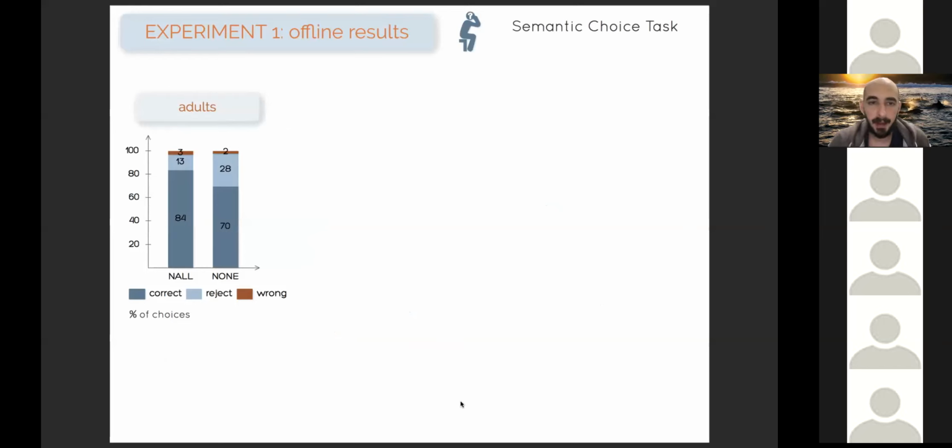All right, so what did we find? These are the offline results: the rate of choosing the right context, the wrong context, or rejecting both, okay? And you see that they displayed a higher accuracy in the null context compared to the non-context, okay? So the adults accepted the true context more often in the implicature support condition compared to the implicature violation condition, where they rejected 28% of the time. In 28% of cases, they said, I don't like any of the two contexts, okay? And they selected the wrong context very rarely. So they made very few mistakes.